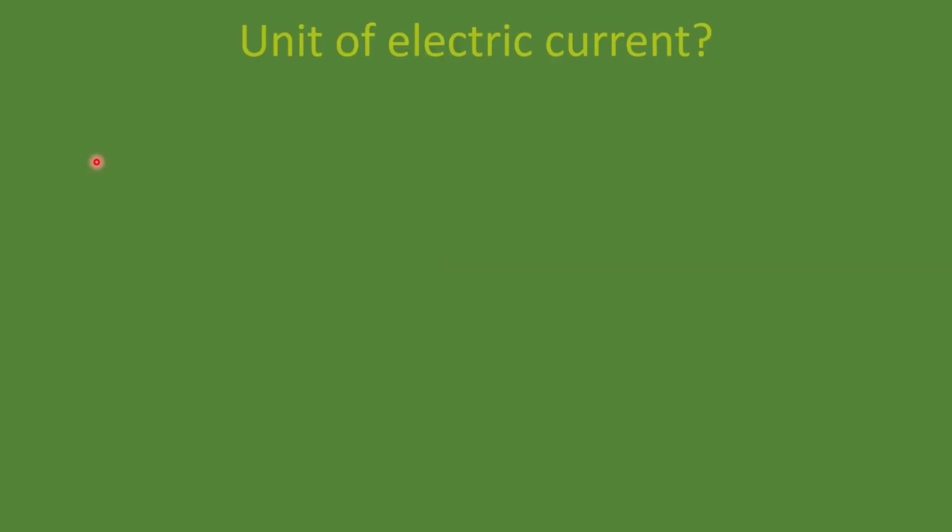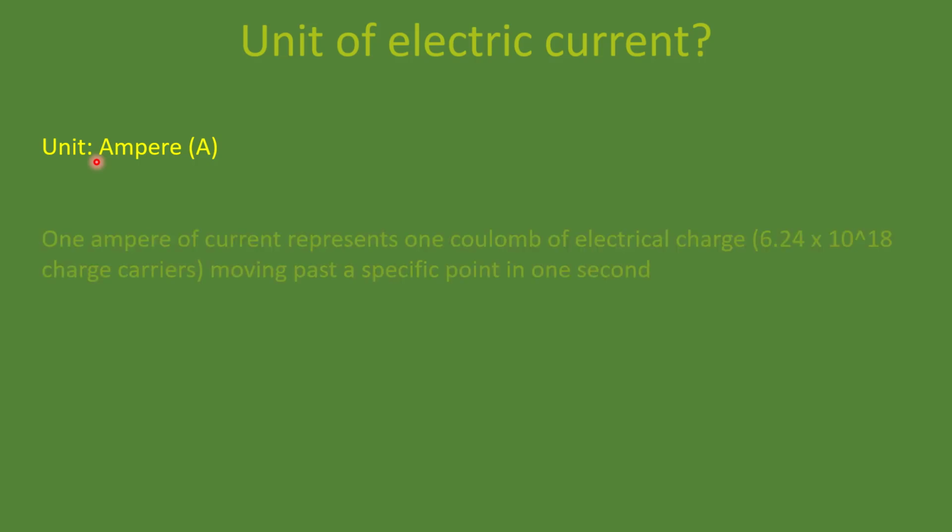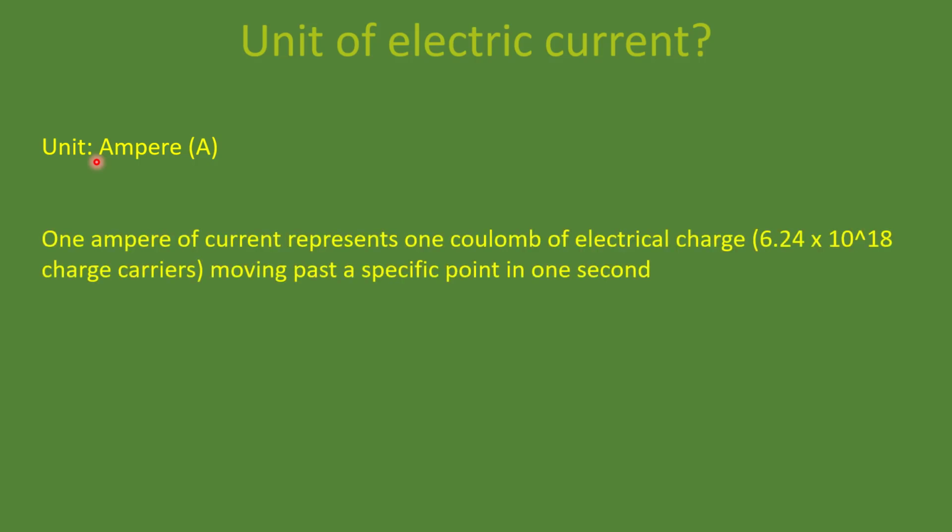What is the unit of electric current? The unit of electric current is ampere. 1 ampere means 1 coulomb of charge passing through a conductor in 1 second. 1 coulomb of charge means 6.24 times 10 to the power of 18 electrons. So that means if 6.24 times 10 to the power of 18 electrons are flowing through a conductor in 1 second, then we can say 1 ampere current is flowing through that conductor.